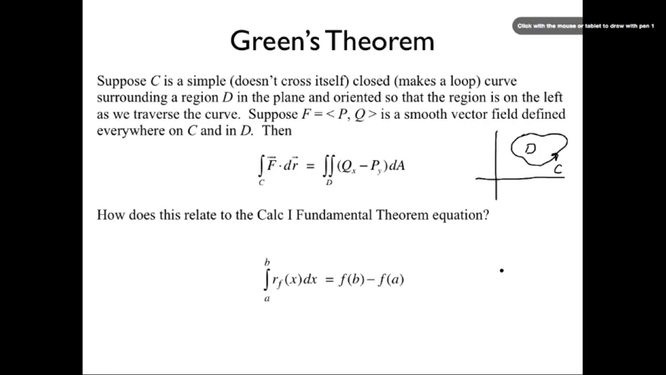So get a partner. Everyone's talking to somebody. Get a partner and try to figure out, first of all, how do the sides match up? And then what are some other qualities of this Green's theorem that are analogous to the fundamental theorem? Go. Everyone's talking to somebody.